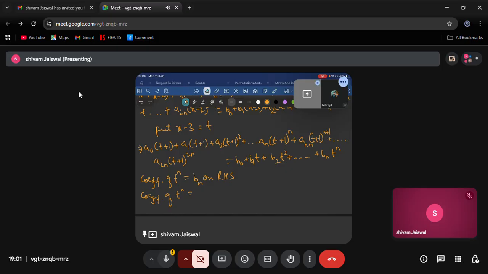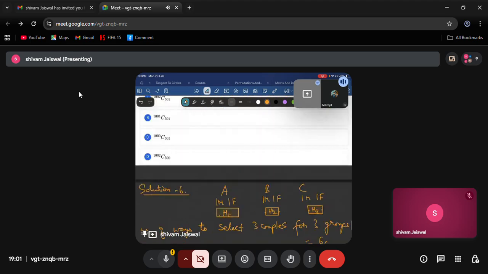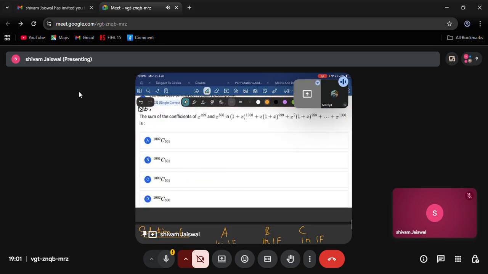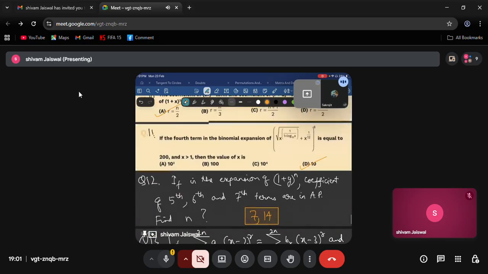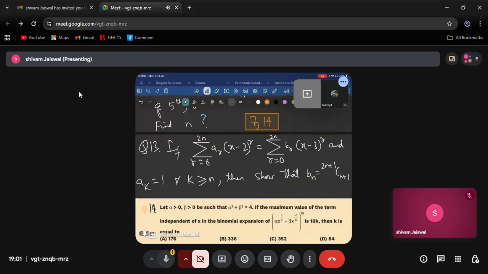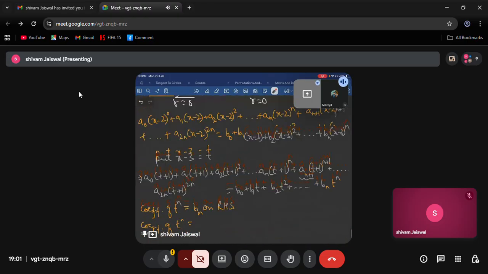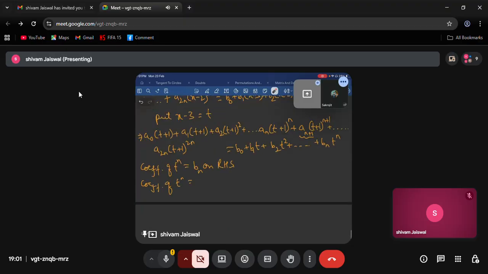And all of them are 1. You can understand because in the question it is given that ak is equal to 1 for all k greater than or equal to n. So after that, an plus 1, an plus 2, all of them will become 1 only. Are you getting it?